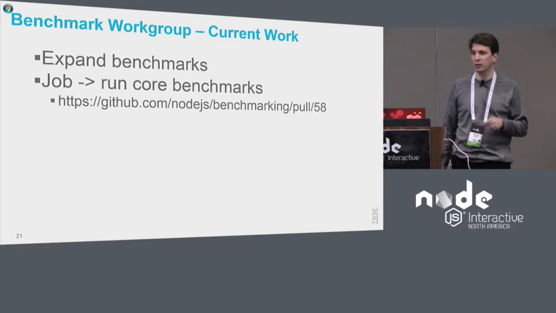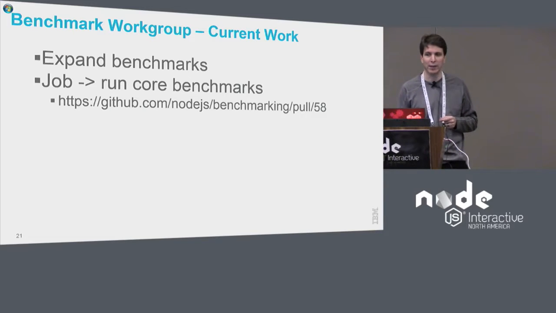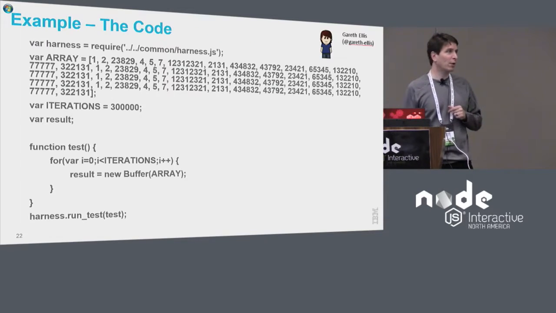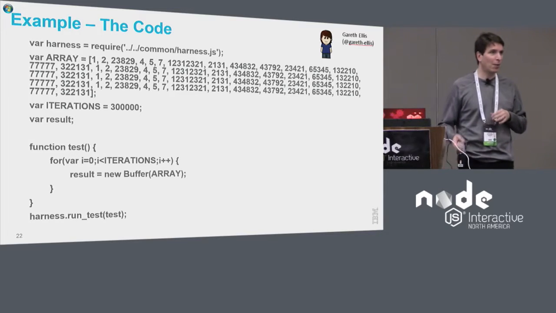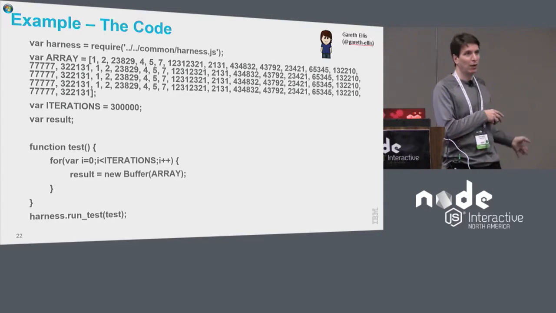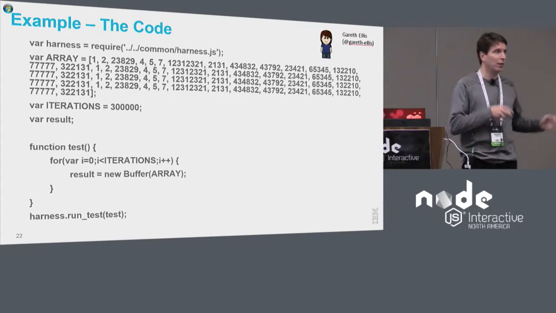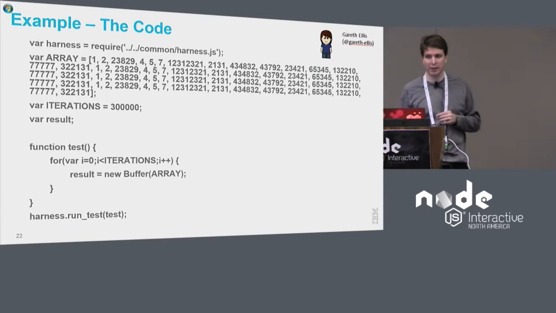So that's the other thing, a sort of stream of activity that's going on right now. So that's what's going on in the benchmarking workgroup itself. Now I'm going to flip back to an example of a problem that we ran into and the story of how we went through investigating it.